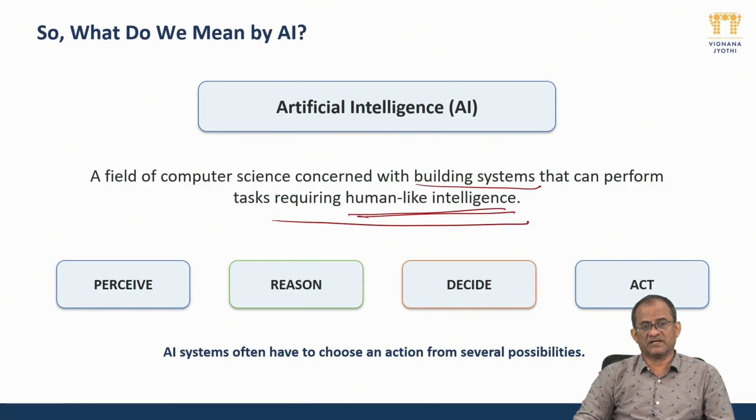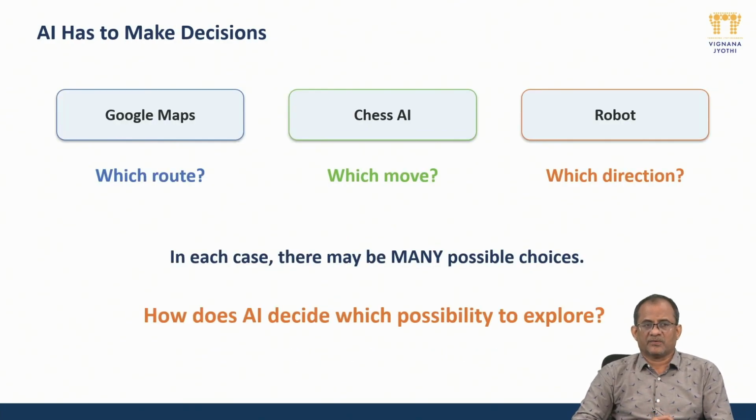So AI systems often have to choose an action from several possibilities. These are the possibilities that AI can choose from. Okay. Now, how does AI make decisions? AI has to make decisions through examples, as we have seen earlier with Google Maps. Multiple ways are there, and we have to find which one is the best route. AI is going to help us find which one is the best route, where the traffic is less. Depending upon your availability or feasibility, whether you have time or you don't, you have money or you don't, what the constraints with you are, based on that only AI will decide and give you the best route that you are supposed to choose.